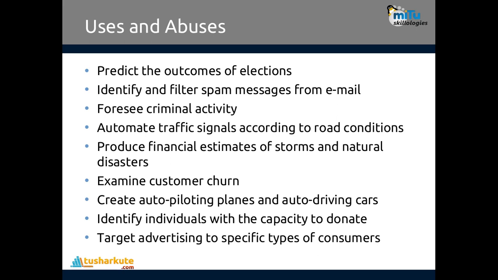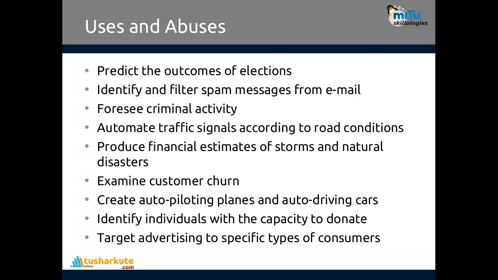Now, identify and filter the spam messages from email. So when you receive any email in your mailbox, whether this particular email is spam or not spam, that we can find with the help of machine learning techniques. Or foreseeing the criminal activity, what do you think? Is it possible actually by machine learning? What crime the criminal can do? Okay, it's possible in some cases, like if a serial killer is there, what pattern that serial killer is actually following is very difficult to understand by the police. So they can make use of effective machine learning algorithms by which they can find the criminal activities ahead.